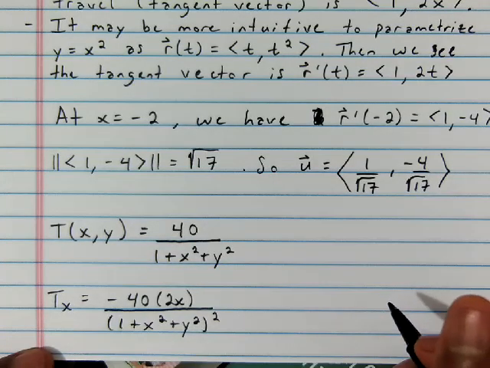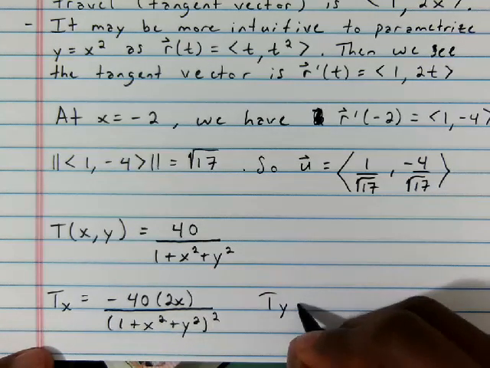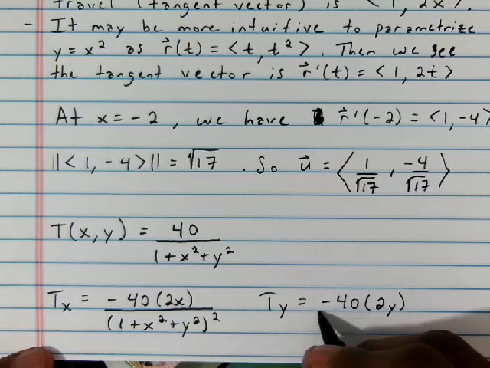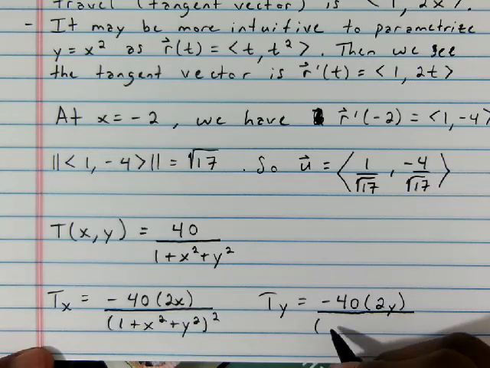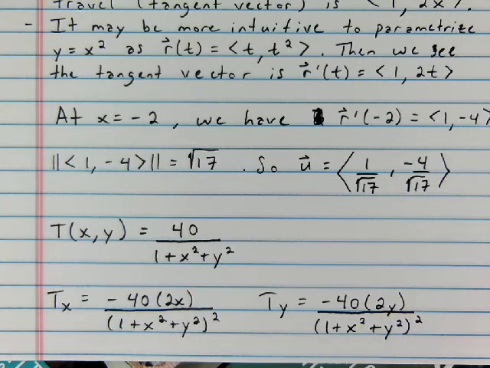And our T sub y is going to be identical with the exception that it's going to be a y. So T sub y equals negative 40 times 2y over the quantity 1 plus x squared plus y squared, quantity squared. All right, so now we're going to put in our point, which was negative 2, 4. And we're going to take this and multiply it by that. Put in our point negative 2, 4 here as well and multiply it by that. And that will give us our directional derivative.